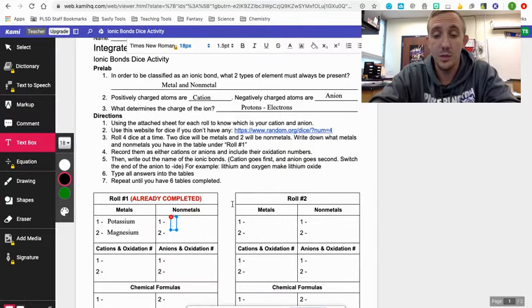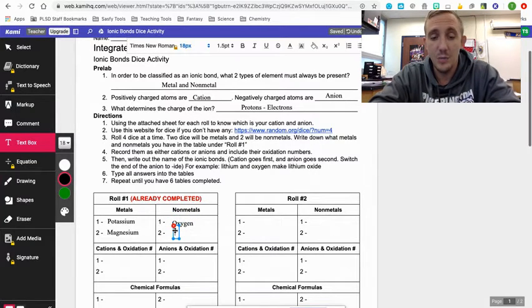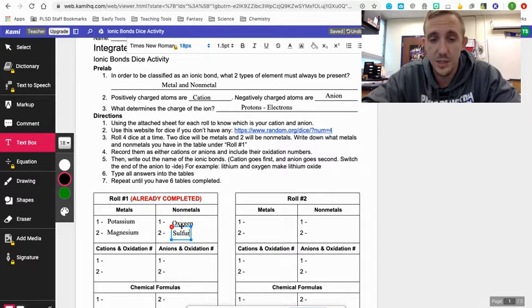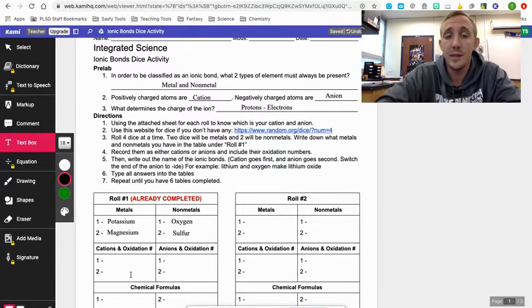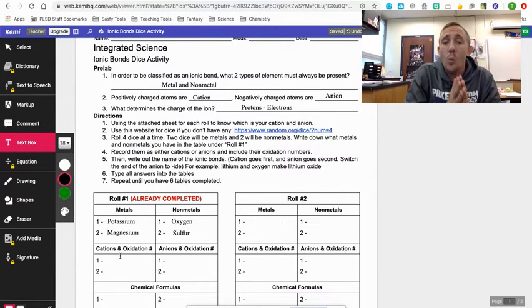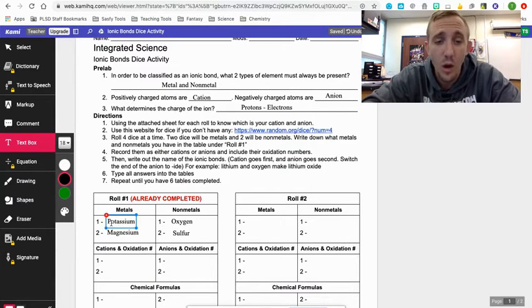So I'm going to use oxygen and I'm going to use sulfur. And so I want you guys to go ahead and fill these in as I'm filling them in so you can kind of see what I'm doing. So now I'm asking, what is my oxidation number? Okay, what is my charge is what I'm asking. And so you have to look at what group each of these elements are in.